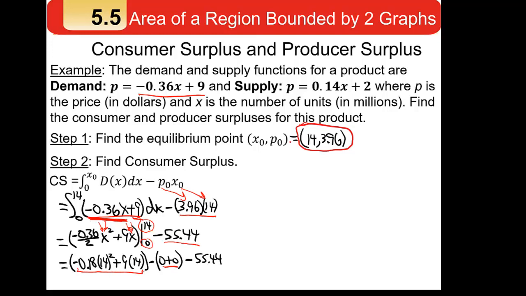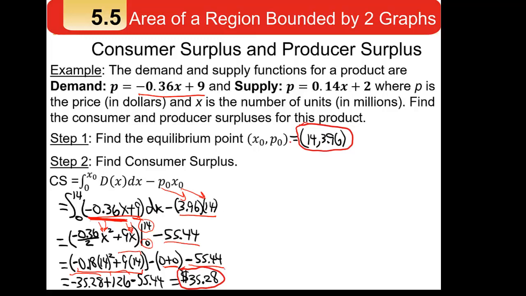So if you square 14 and multiply it by -0.18, you get -35.28. And then you're going to take 9 times 14, which comes out to be 126. And then you've got this -55.44 trailing. So if you do that arithmetic, you'll end up with a consumer surplus of $35.28. Not so bad. Practice using the formula, and you do need to learn the formula.